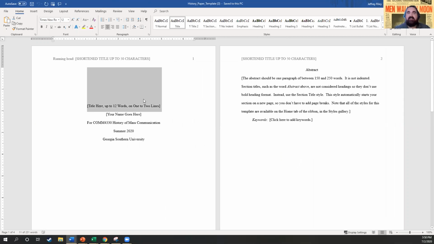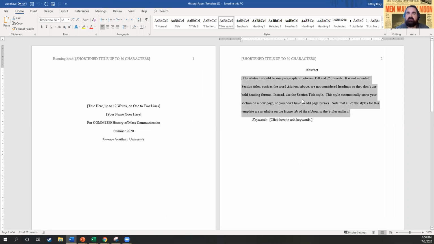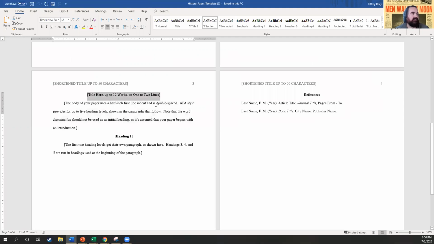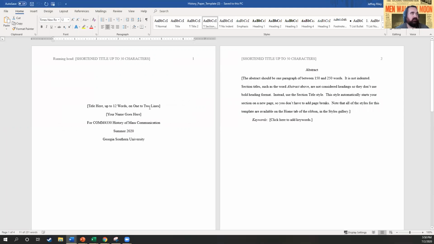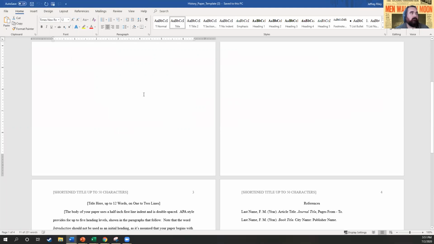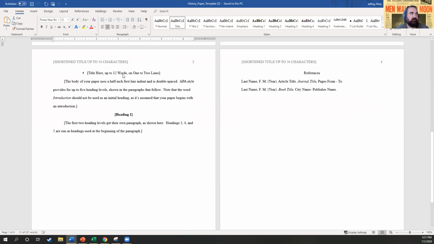You get to creatively come up with as cool of a title as you want, where your name goes. I've already populated this part, so you don't have to mess with that part. Here's where you put your abstract, which is when you're completely done with the paper. This is where, in about 150 to 250 words, you sum up what you found. And then down here, I have made it so that when you type the title of your paper in here, it will automatically populate it down here. So you don't have to mess with that.